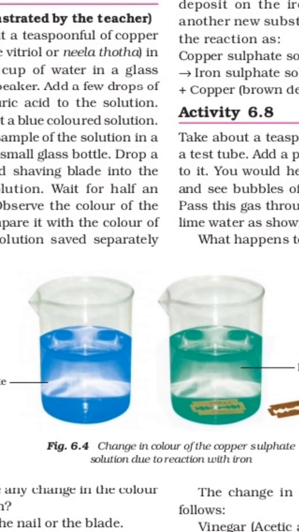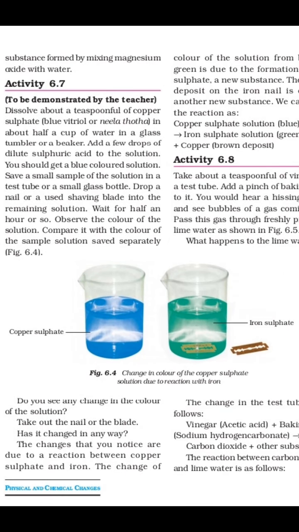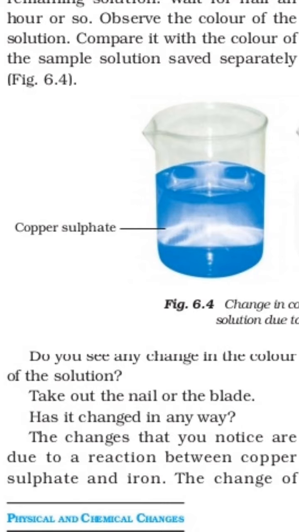When we see the figure, in the first figure the copper sulfate solution is blue in color, and dilute sulfuric acid is added, and when we put in iron or a shaving blade, after half an hour or 1 hour it changes into a greenish color. The color of the blade also changes. Now see, do you see any change in the color of the solution? Yes, it is shown in the figure also. It changes from blue to greenish color.